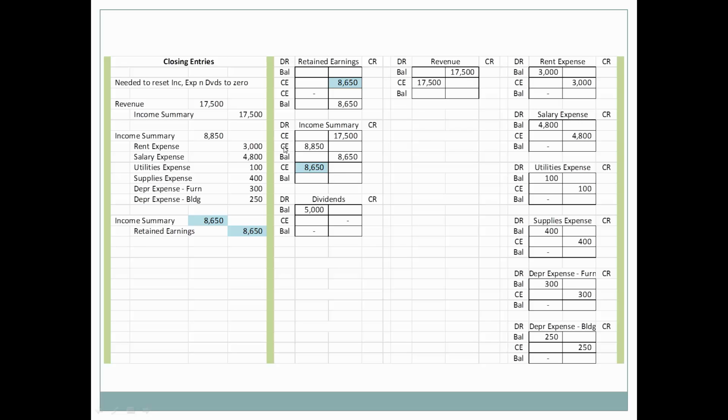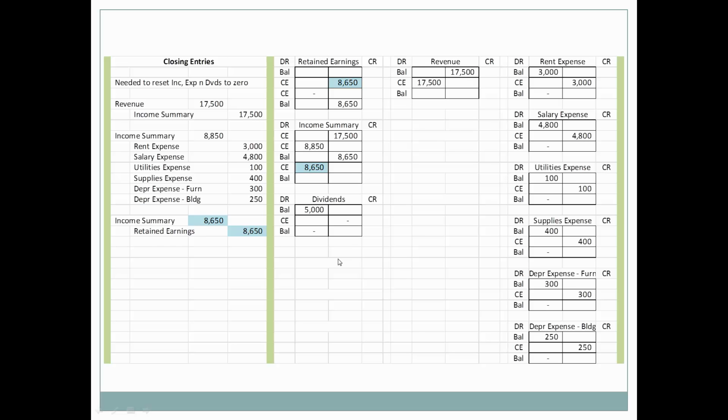Don't get confused between the closing entries and the balance. The balance here represents all of the closing entries, so that's the ending balance. We have a new entry, so look at this piece of it when you're considering what will be your ending balance and that the income summary has been zeroed out.